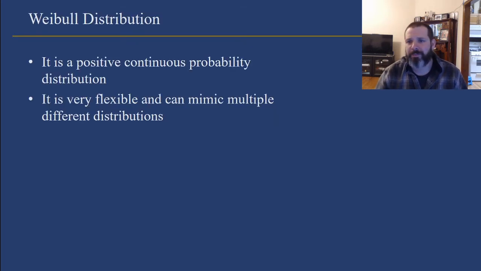The Weibull distribution. The Weibull distribution is a positive continuous probability distribution. It is very flexible and can mimic multiple different distribution types. It can take shapes close to normal, exponential, different things like that. So it's kind of a chameleon.